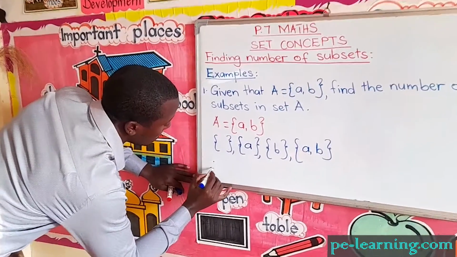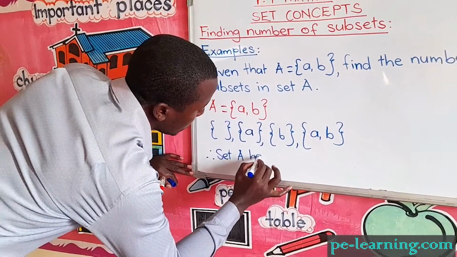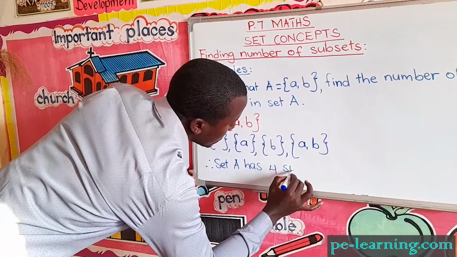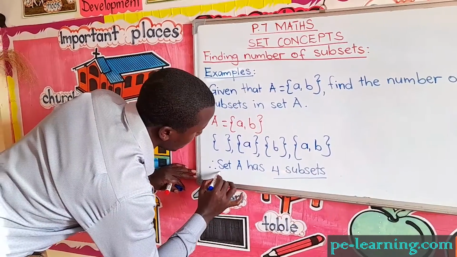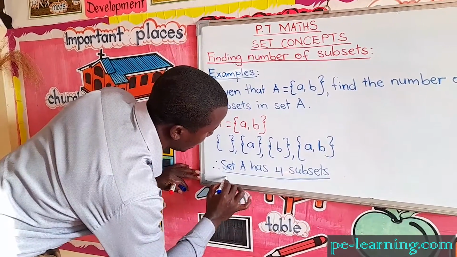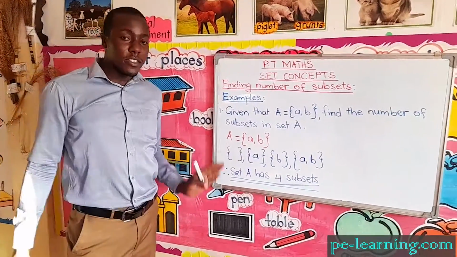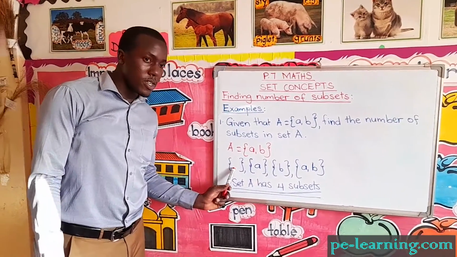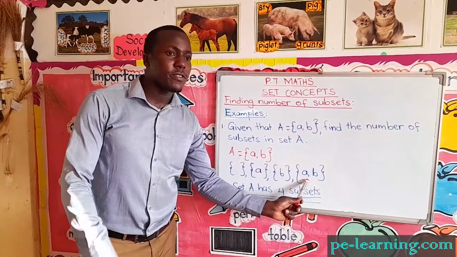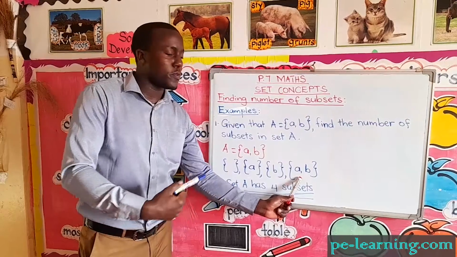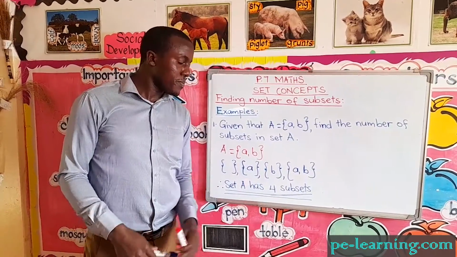Therefore, set A has 4 subsets. That is by listing. The empty set is a subset of any given set. The mother set is a subset of itself. So that is how we've obtained the 4 subsets.